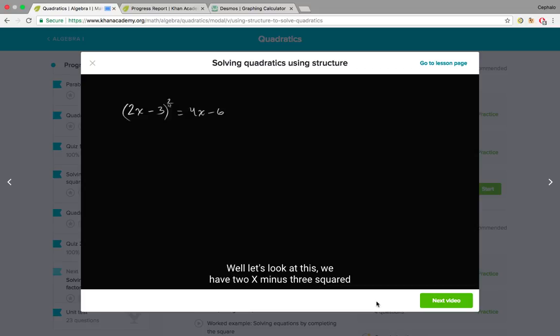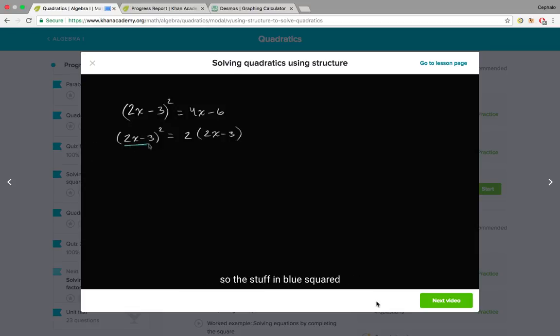Let's look at this. We have 2x minus 3 squared on the left-hand side. On the right-hand side, we have 4x minus 6. Well, 4x minus 6, that's just 2 times 2x minus 3. Let me be clear there. If I factor out a 2, that's 2 times 2x minus 3. And so this is really interesting. We have something squared is equal to 2 times that something. So if we can solve for the something, it would be very clear.